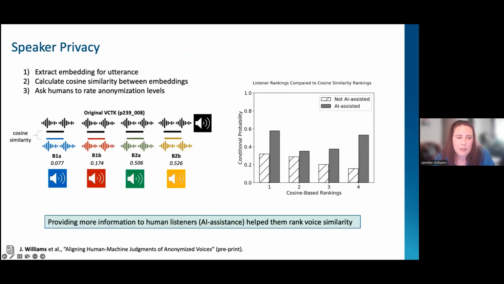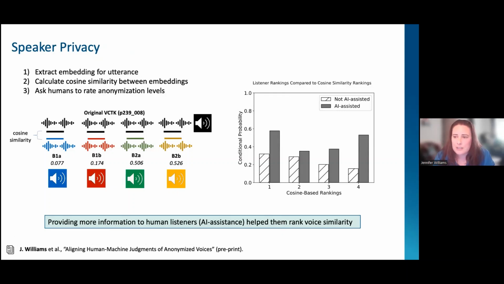So I'll talk a little bit about speaker privacy. Speaker privacy seeks to remove speaker-specific information from the speech signal. And we did some experiments with this where we extracted an embedding for several utterances. We calculated a cosine similarity between the embeddings, and then we asked humans to rate how anonymized the voice sounds.